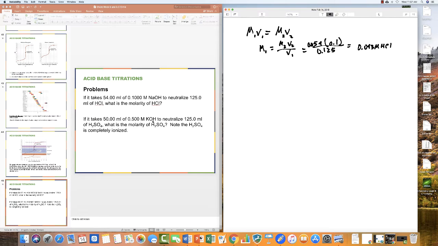The second problem introduces the idea of a diprotic acid. For each mole, you're going to produce 2 hydrogens, and you have to take that into account. So the molarity of the acid in this case is going to be the molarity of the base times its volume divided by the volume of the acid, but you're going to have times 2 because you're producing 2 hydrogens at each point. So that's going to equal 50 times 0.5 divided by 2 times 125, and that's going to equal 0.100 molar sulfuric acid.